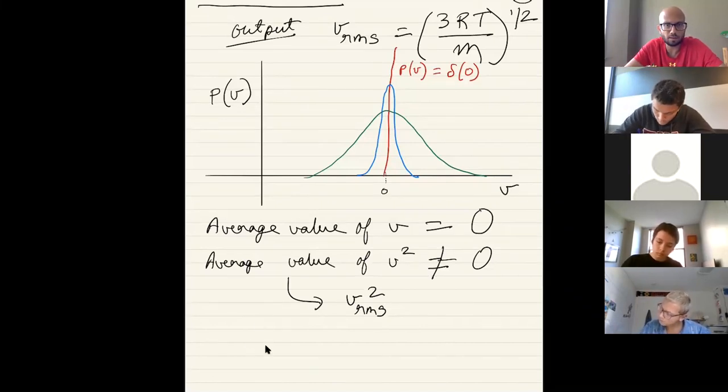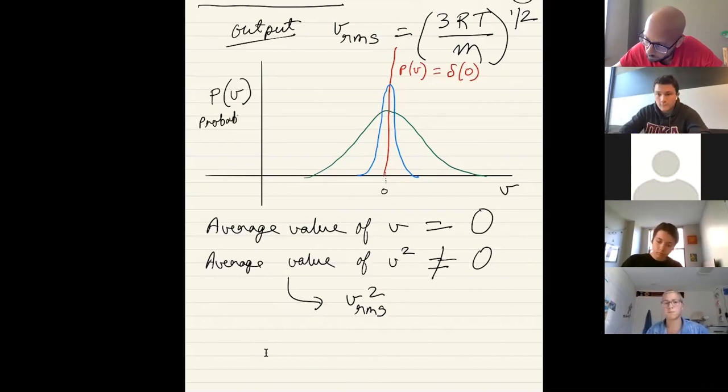So is the y-axis pressure as a function? No, it's not. It's not pressure as a function of velocity. It's capital P. So it's probability of observing the system with a certain velocity.